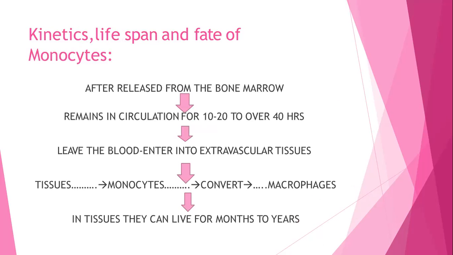After release from the bone marrow, they remain in the circulation for 10 to 20 or sometimes over 40 hours. Then they leave the blood and enter into the extravascular tissues. In the tissues, the monocytes will be converted into macrophages, as we have already seen. And as macrophages in the tissues, they can live for months to years. So the lifespan of macrophages is months to years.